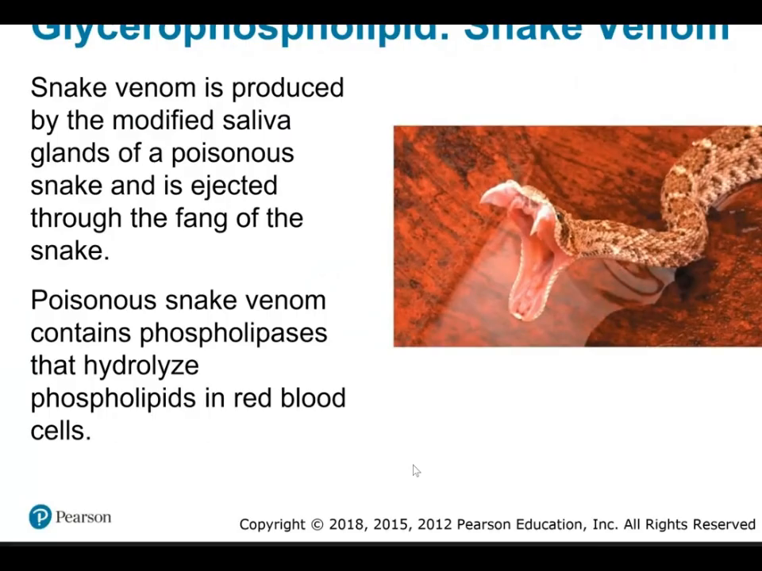Now, in some snakes, their venom contains an enzyme called phospholipase, which can break down phospholipids, the ones that form cell membranes in red blood cells. So what do you think is going to happen if the phospholipids that comprise the membrane of red blood cells are destroyed? What happens to the cell? This is not a complicated question. Well, yeah, it dies and breaks in pieces.